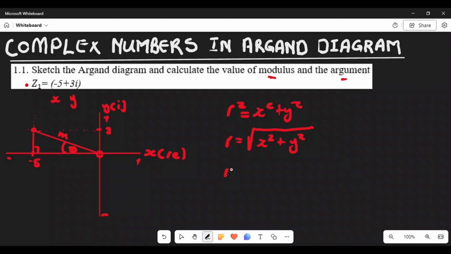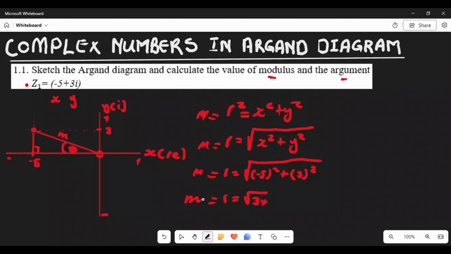So r is equal to, wherever there is x, we're going to substitute with the x value from the complex number. So we have -5. So it's going to be (-5)² + (what is our y, which is going to be 3) 3 squared, and then r is going to be the square root of 34. This is the same as our modulus, just in case you do not know. So we already found the value of the modulus.